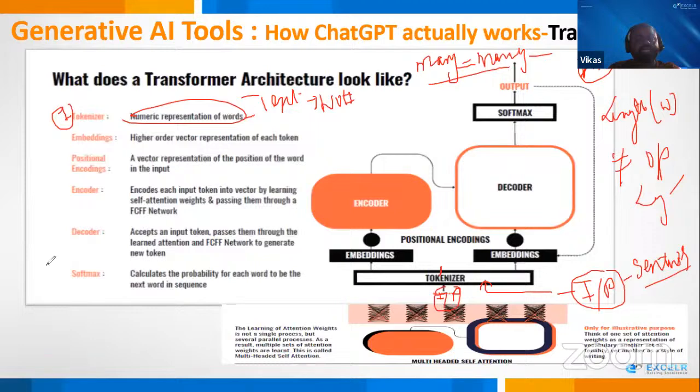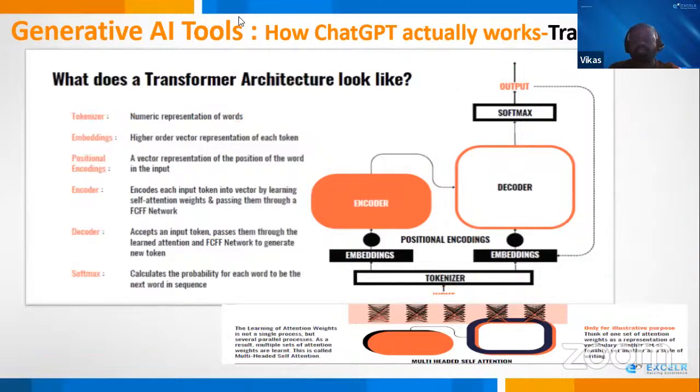Now, what could be an example? Can anyone quickly give me an example of an asynchronous many to many relationship? What could be the use case? Let's check your knowledge, whether we are on the same page or not. Can anyone give me an example of a sequence to sequence, many to many, asynchronous task? Asynchronous means input length and output length will not be the same. What could be such a task? We'll try to solve it here.